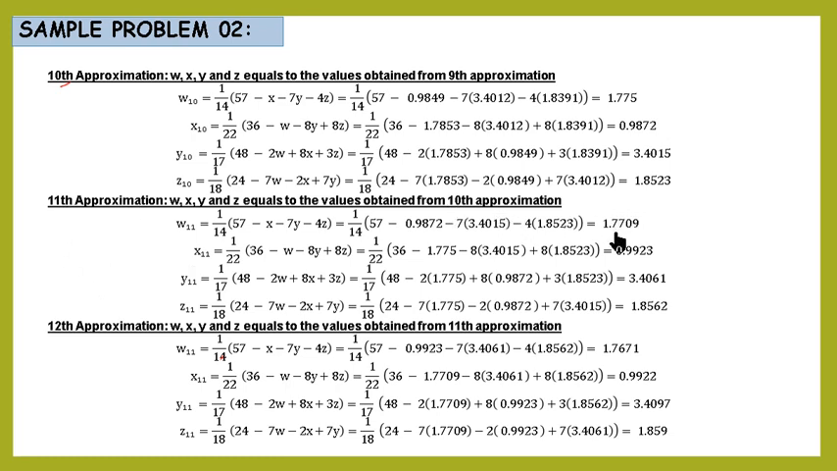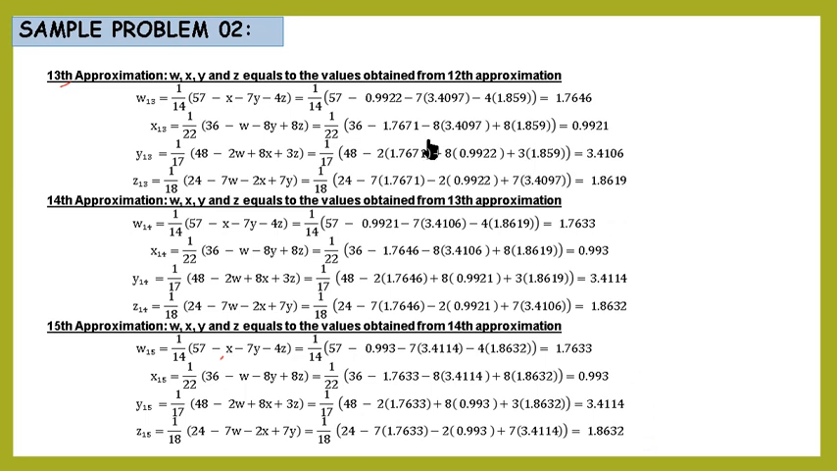So, at the 11th iteration, these will be the values. 12th iteration, this will be our values. And we have the 13th iteration, we have these values. 14th iteration, we have these values. And when we get to the 15th iteration, we have values here that are approximately equal to this value. So, we now have two consecutive iterations that have approximately the same answer. So, we can now stop our iteration in this Jacobi method.